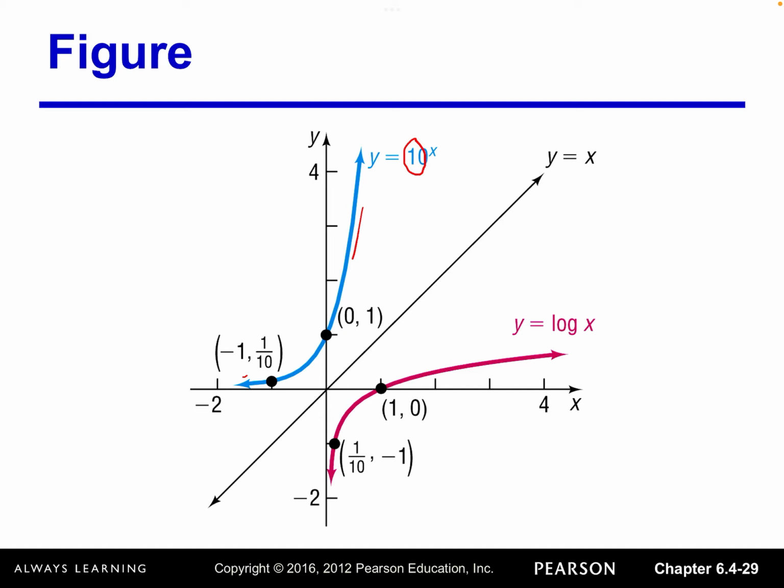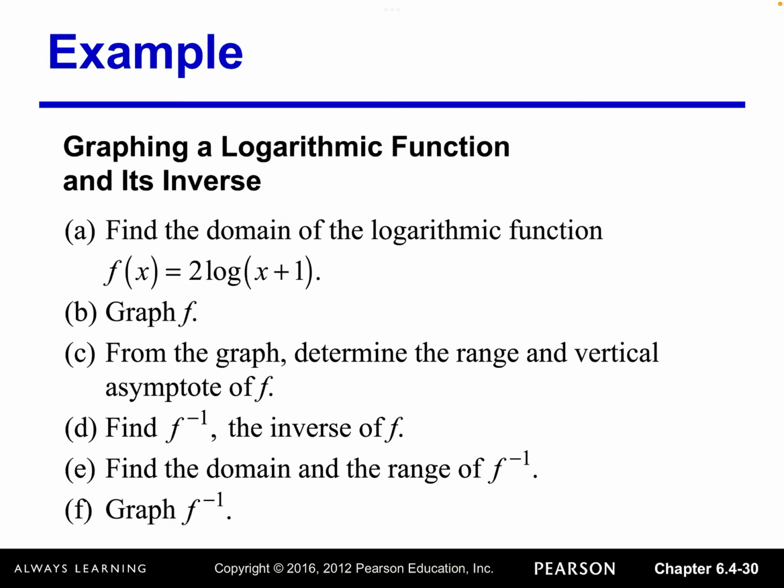And then the inverse function's graph is symmetric with the identity function line. So that's the red common log function's graph. It always passes through the x-intercept (1, 0), and the vertical asymptote is the y-axis. Now let's look at an example similar to the earlier one we did with the natural log. Find the domain of the log function f of x equals 2 times log of (x plus 1). You notice it doesn't have a specific base, so the default is 10.